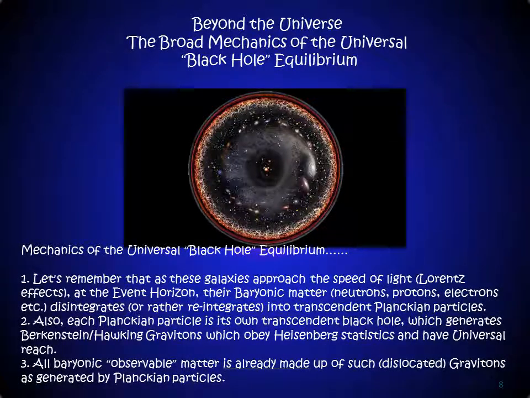Want to remember a few things? Number one, these galaxies are approaching the speed of light, and Lorentz effects at the event horizon affect their baryonic matter, and they disintegrate, or rather reintegrate, into transcendent Planckian particles through the Lorentz effects. Also, each of these Planckian particles is its own transcendent black hole, which generates Bekenstein-Hawking gravitons, each of which obeys the Heisenberg principle and needs only one half of its total wavelength to achieve universal interaction. All baryonic observable matter is already made up of such dislocated gravitons as generated by these Planck particles.